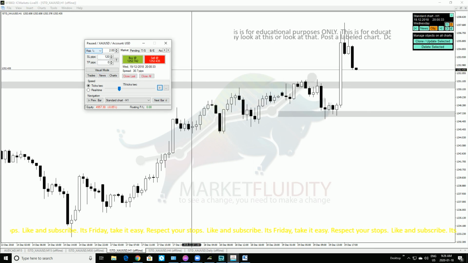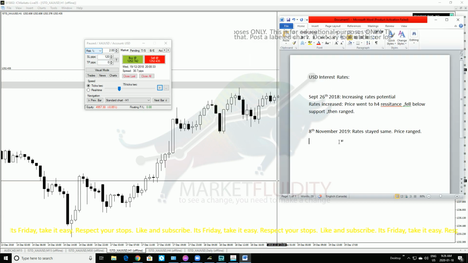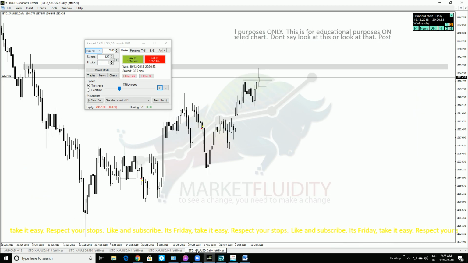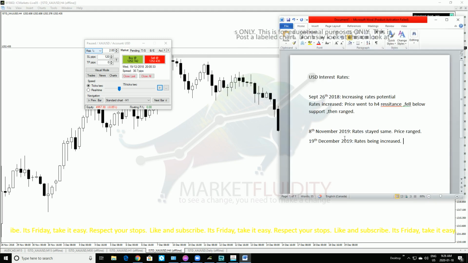So actually what we're going to do is we're going to write down here. We're going to bring our Word document up, and we're going to write down here 19th December 2019, rates being increased. So if the rates are being increased, maybe this move up on gold was just pricing in the rate increase. December 2018, yeah, sorry. You guys have good analysis on my typing skills there.